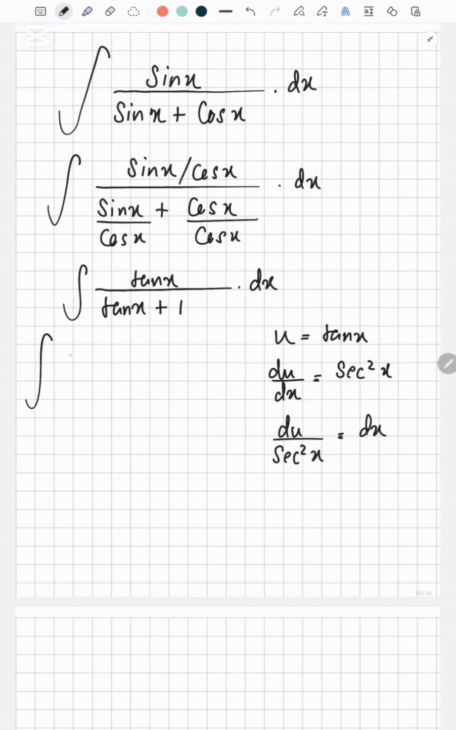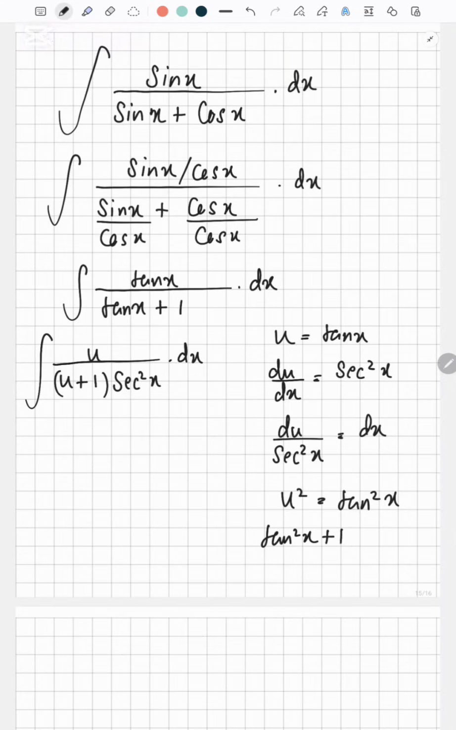So now let's put back our terms. Tan x, you can put in u instead, over tan x plus 1, which is u plus 1, times sec squared x dx, right? So we need to find what sec squared x is in terms of u. So u squared equals tan squared x, and you should know sec squared x equals tan squared x plus 1, right? So tan squared x plus 1 equals u squared plus 1, which means sec squared x is u squared plus 1.